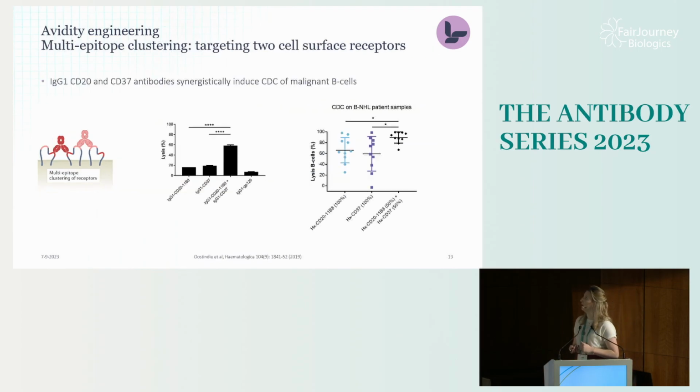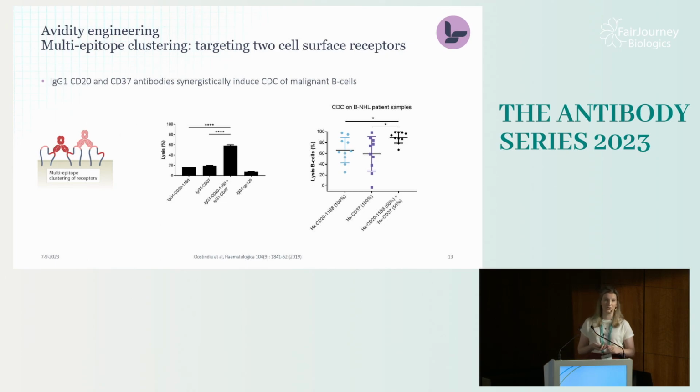And I also would like to highlight one example. This is actually work that we've done with antibodies targeting two different cell surface receptors, because why would you do that? What is the benefit? What kind of potentiated functional response do you actually get? So we generated antibodies against CD20 and CD37, which are targets on malignant B cells. They're highly co-expressed.